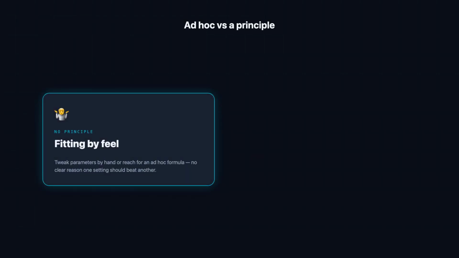So why does this principle matter so much? Contrast it with the alternative. Without a principle, fitting a model feels arbitrary. You might tweak parameters by hand or reach for some ad hoc formula, with no clear reason why one setting should beat another and no honest way to justify the choice you land on to anyone else.